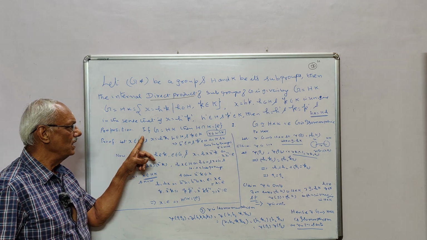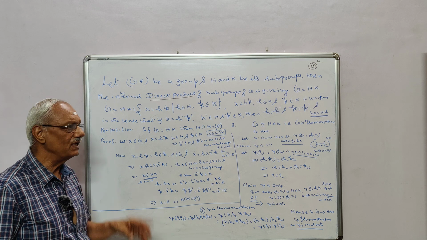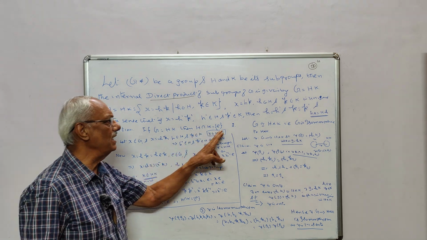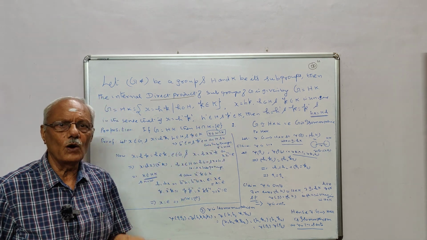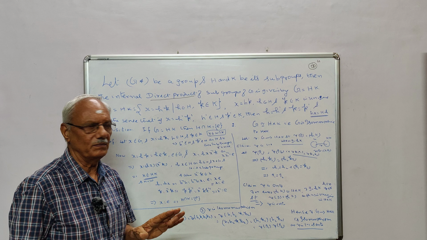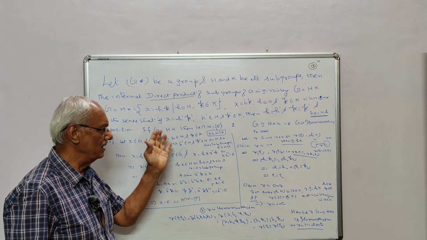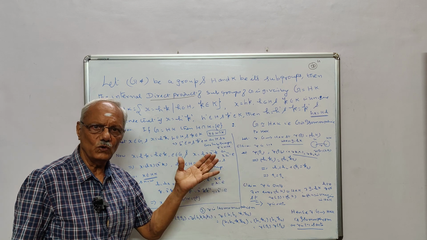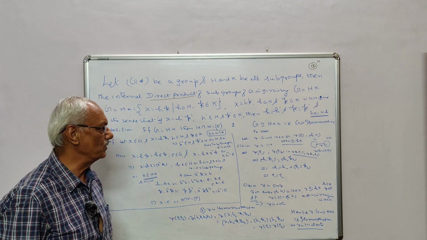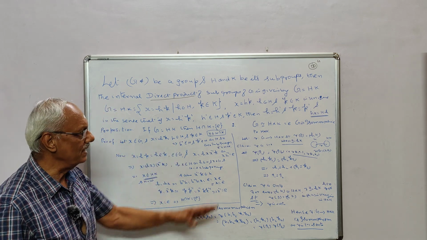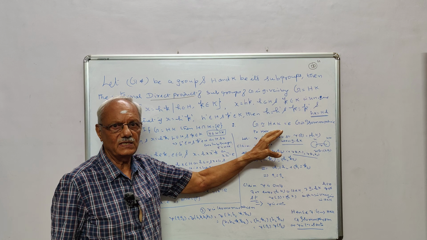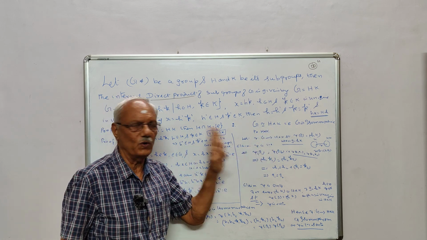The first proposition is, if G = HK, where H and K are subgroups of G, then H intersection K is equal to E. That means the only common element between H and K can be the identity element. This is our first proposition, and we have to prove it. The second proposition is that G is isomorphic to H cross K, that is the direct product of H and K. So this is what we are going to do.